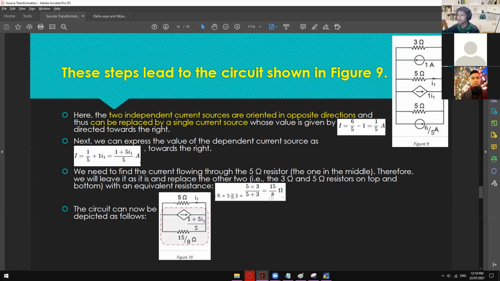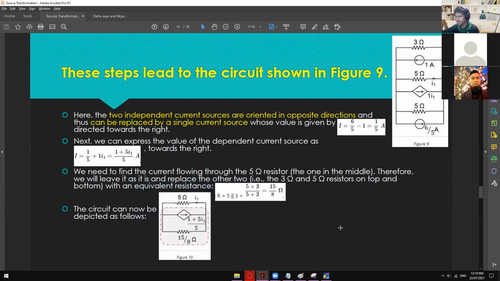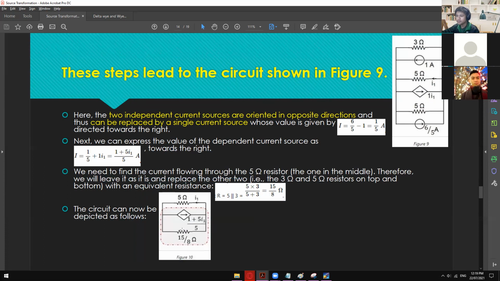And then after that, you can now have this as your semi-final circuit. So we're almost near to this kind of circuit. Again, our goal is to have a series connection. So we have here the resistance, and then the current, and then the resistance, which is this one. Again, I'll give you guys 20 to 30 seconds to analyze this one.